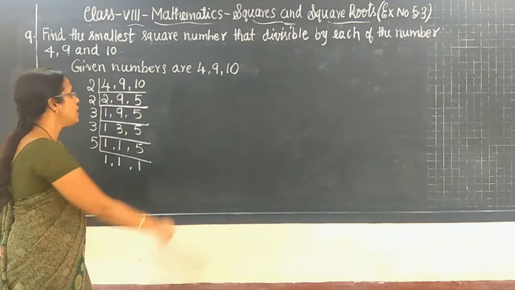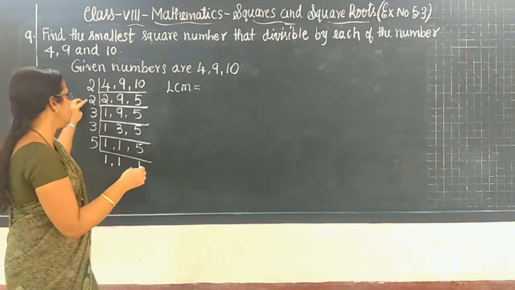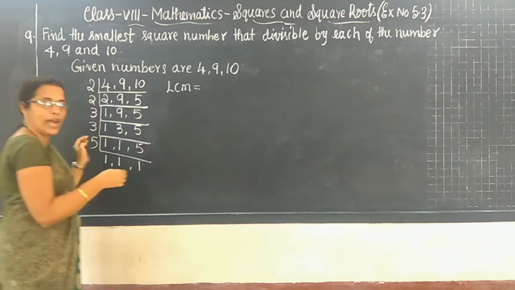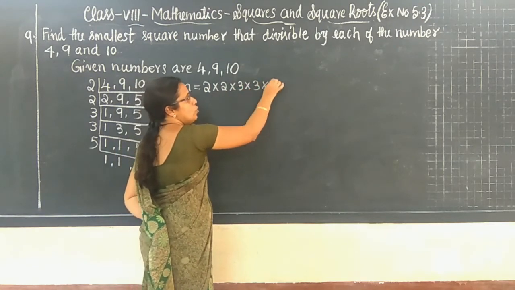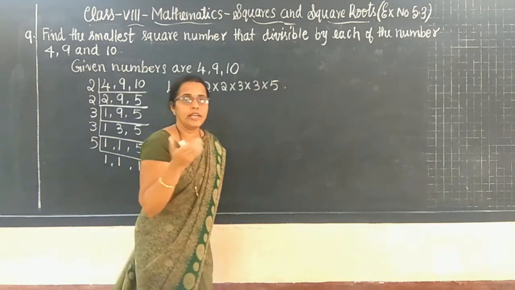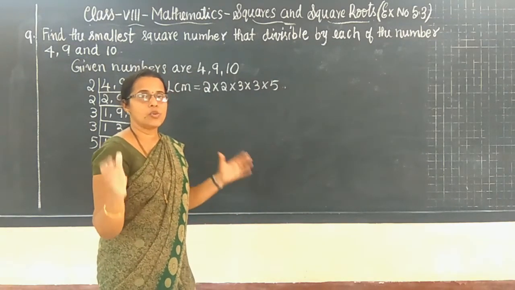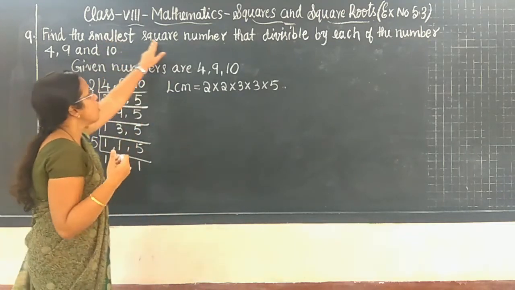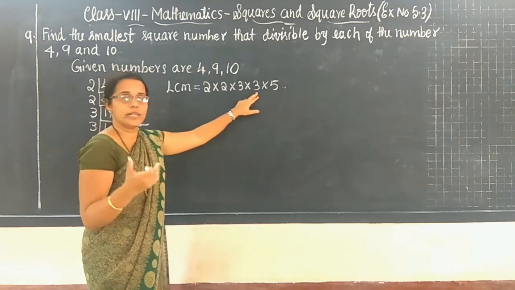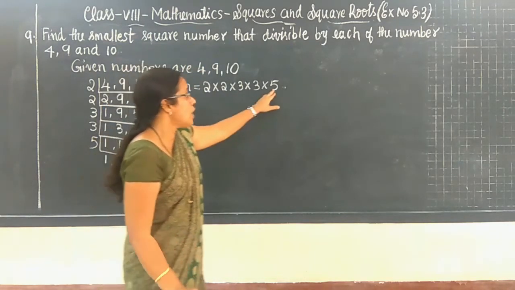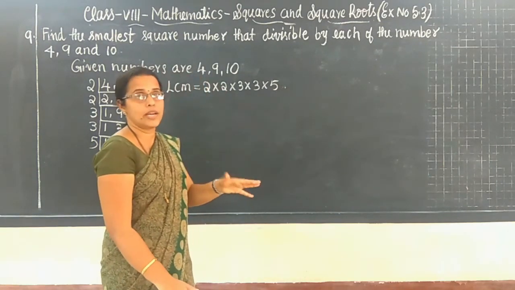Listen to me clearly. Now what is the LCM of this? LCM is equal to 2 into 2 into 3 into 3 into 5. 5 doesn't have a partner here. That means the number I get is not a perfect square number. But I want the smallest perfect square number. I am getting a number that is not a perfect square because 5 doesn't have a partner. If 5 had a partner, then I would get a perfect square number.